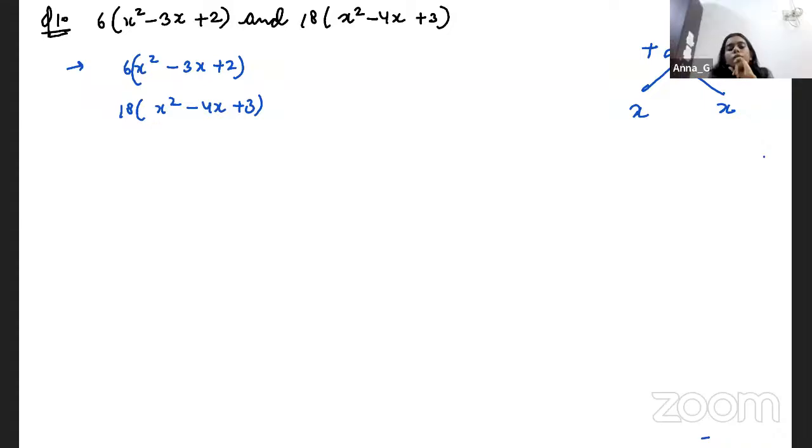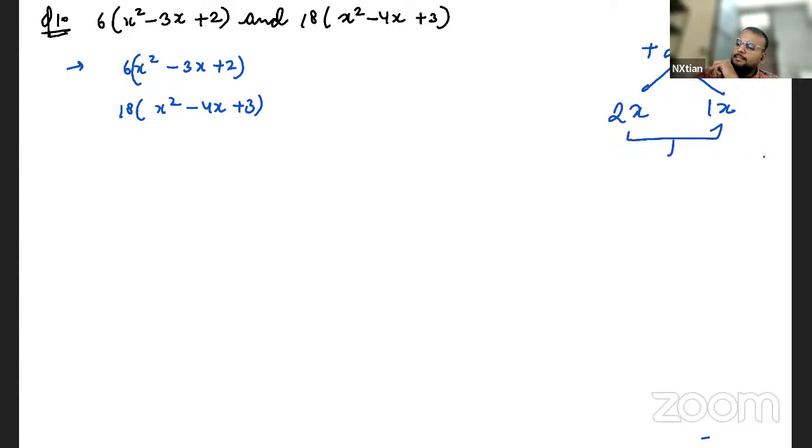2 and 1. If you write 2 and 1, you will get the answer as plus 2x, but you need an answer as minus 3x. When you add it, you will get minus 3x. But now if I add them, I am getting plus 3x. So now what to do?